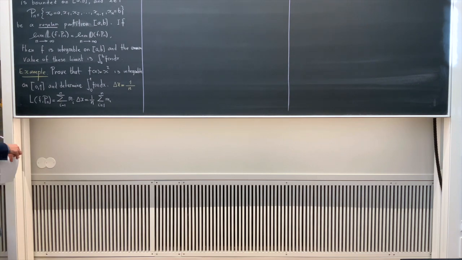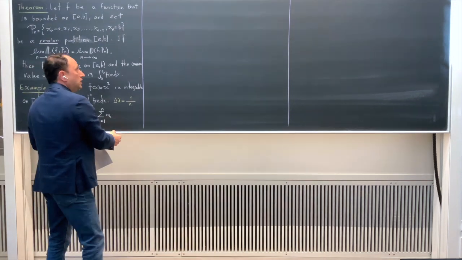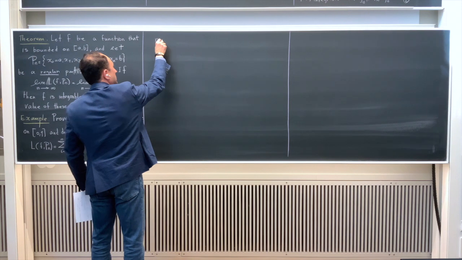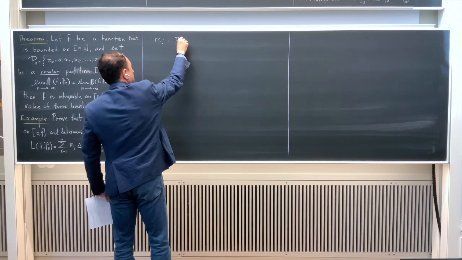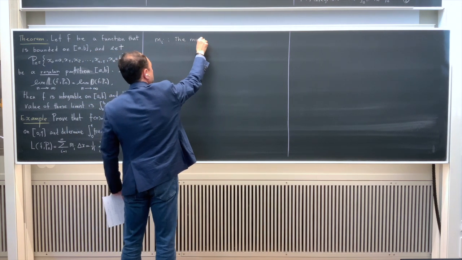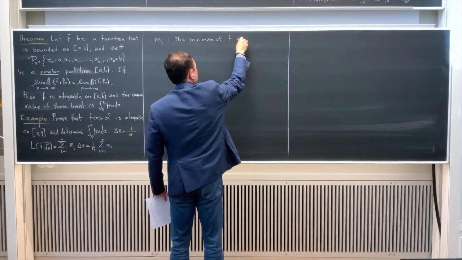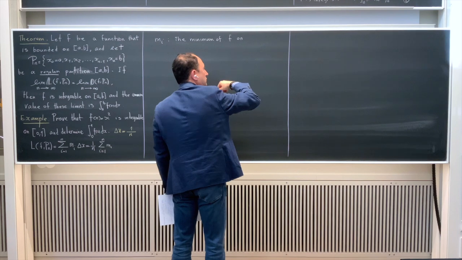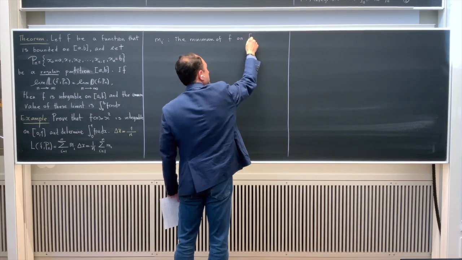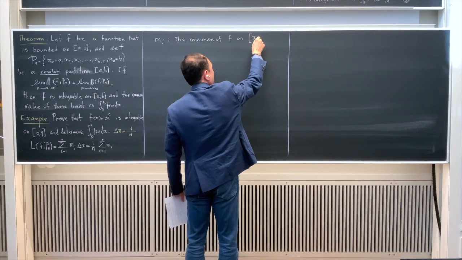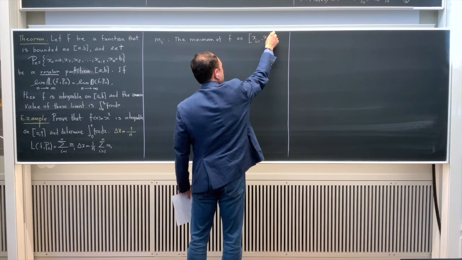But if I ask you what is m_i? m_i is the minimum of f on the ith interval. But what is the ith interval? Do you remember last time? It starts from x_{i-1} and goes to x_i.